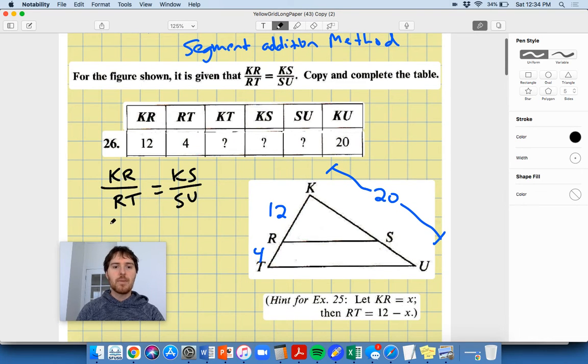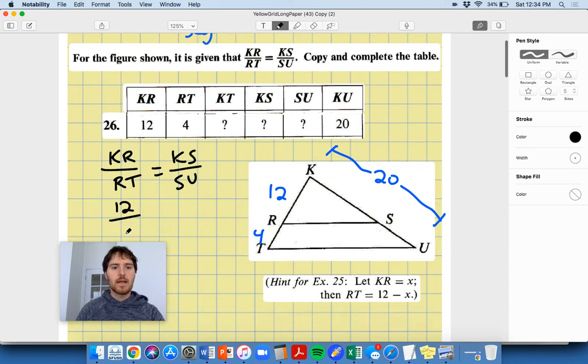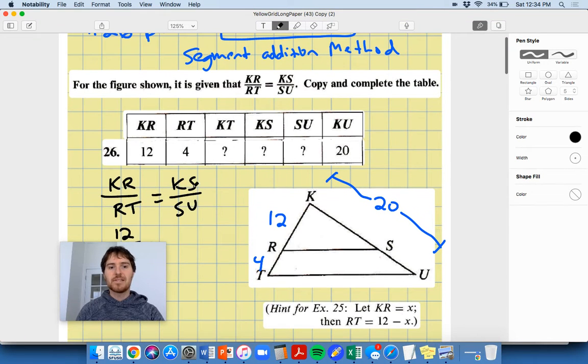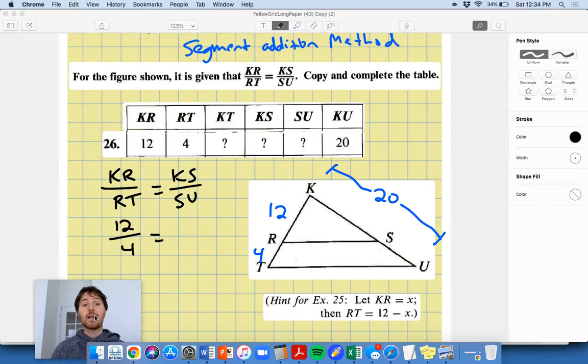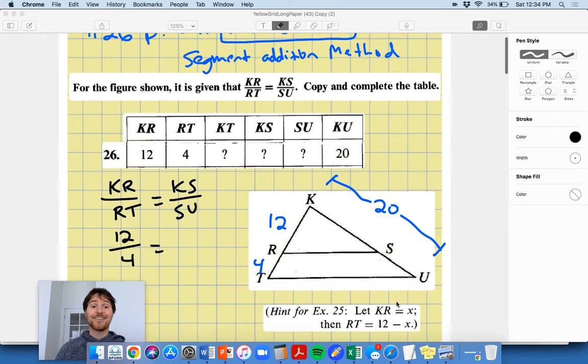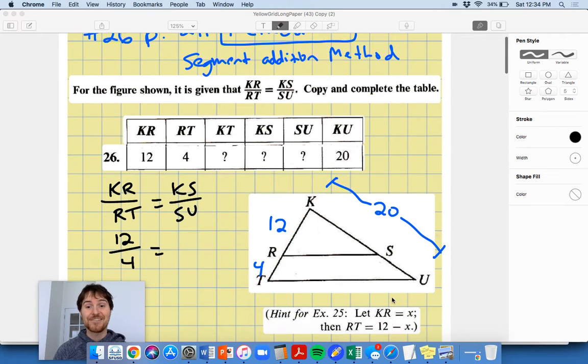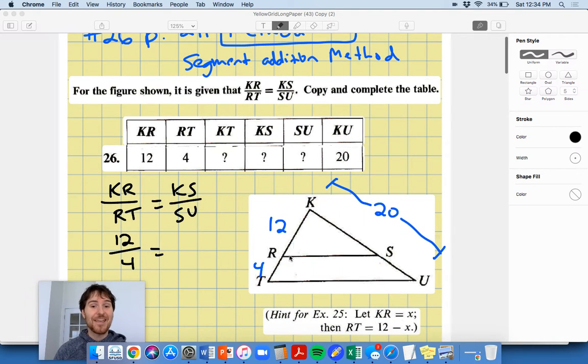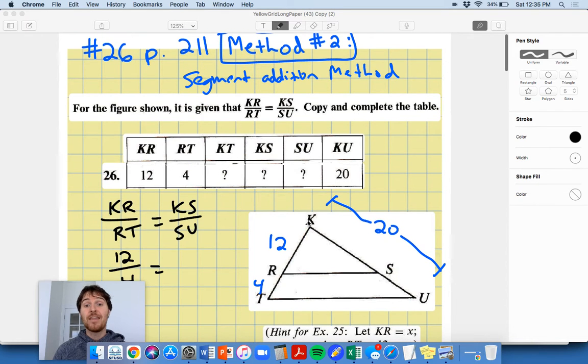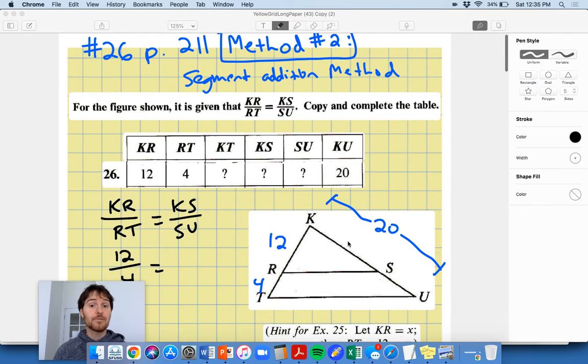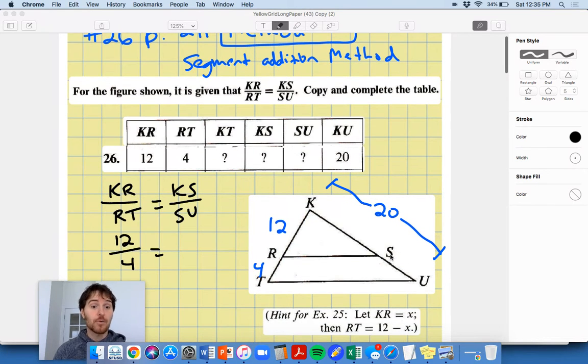So let me put in my knowns. I know that this is 12 and that's 4. My unknowns here are KS and SU. And it turns out what they're recommending down here is just defining variables. So this is number 25, so you didn't know what KR was or what RT was. But if we define a variable for one of these segments, we can come up with an expression for the other segment, because we know that this plus that equals 20. That's given to us here as 20. So try to follow what I'm doing here for a second, okay?